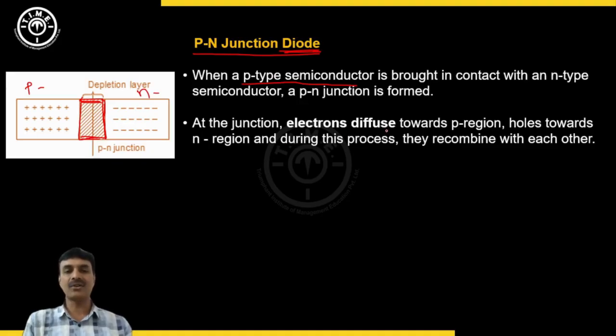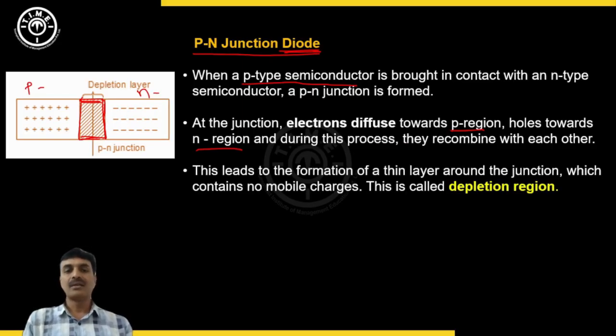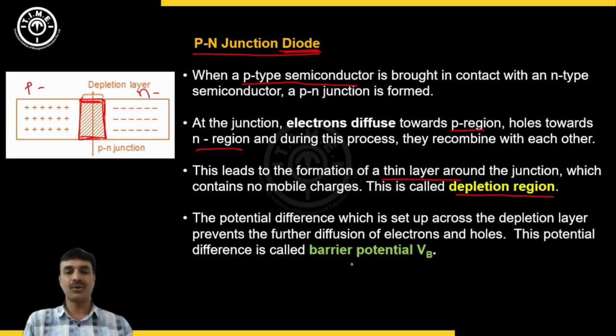So at the junction, electrons diffuse towards the P region and holes diffuse towards the N region, and they recombine with each other in this region, not throughout the diode. This leads to the formation of a thin layer around the junction, and this thin layer is called the depletion region. That's what is shown here. The potential difference developed across this depletion region is called the potential barrier of the diode, VB. Is that clear?